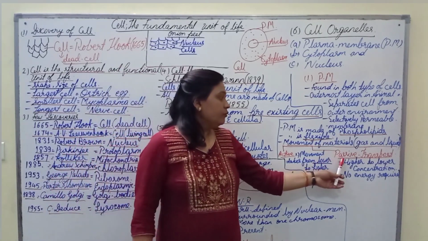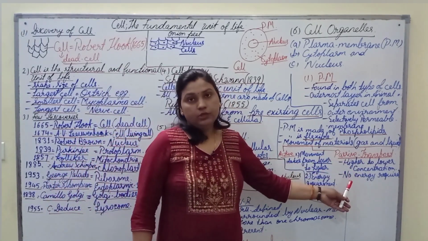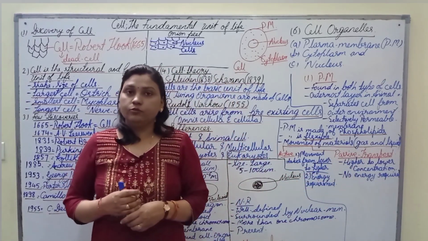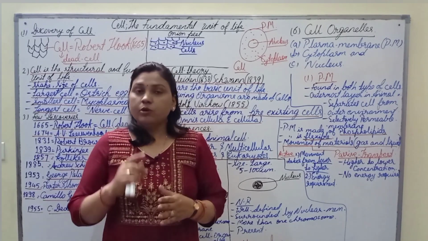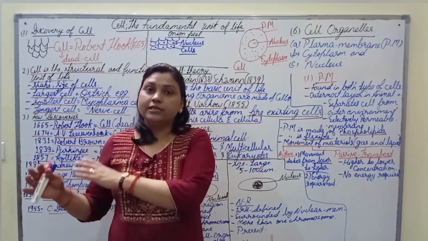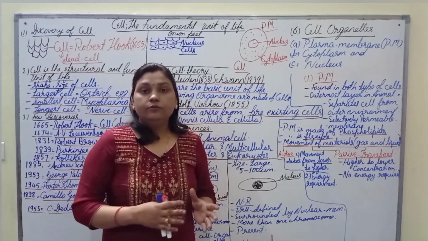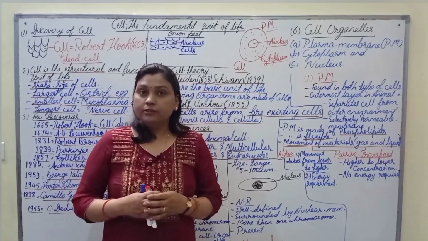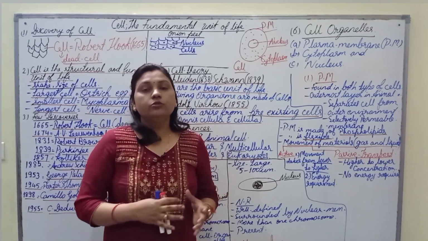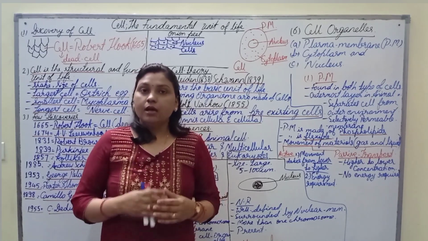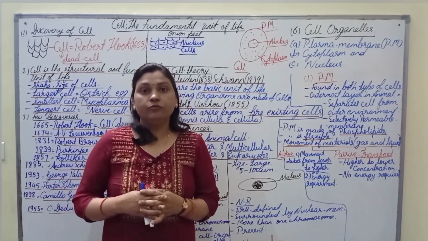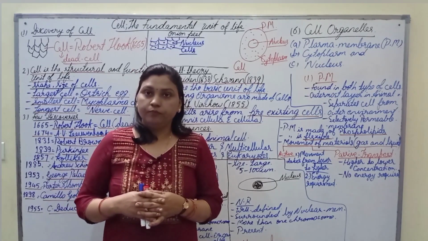Now moving on, we have passive transport. Passive transport is of two types: osmosis and diffusion. Remember that in diffusion there is exchange of gases, while in osmosis there is exchange of water. So in diffusion, movement of gaseous molecules takes place from the region of higher concentration to the region of lower concentration, and an example of diffusion is the exchange of respiratory gases in human beings.